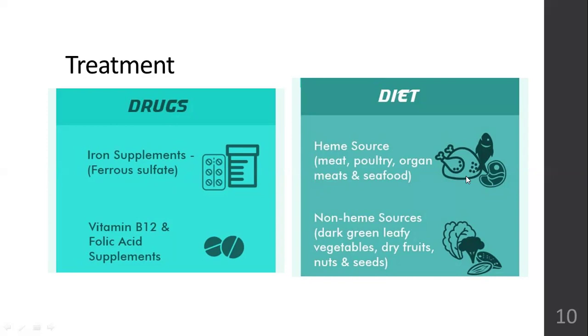So coming to the treatment, supplements are given: iron supplements in the form of ferrous sulfate, and vitamin B12 and folic acid supplements are also given, because vitamin B12 and folic acid help in the absorption of iron. Both of them are complementary. Iron is also complementary in the absorption of B12 and folic acid.